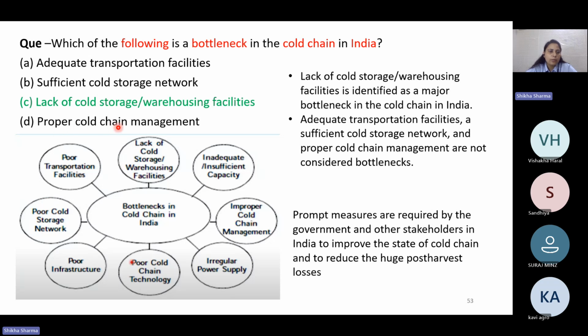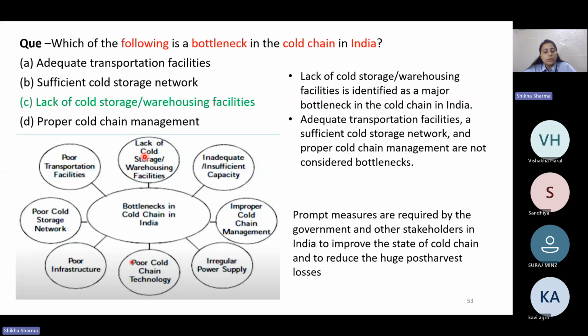And D is proper cold chain management. But basically there is poor cold chain technology, so it is also not maintained, and improper cold chain management is there. So the D option is also not correct. Only option C is the bottleneck. All the others are incorrectly mentioned. So option C is the correct answer.